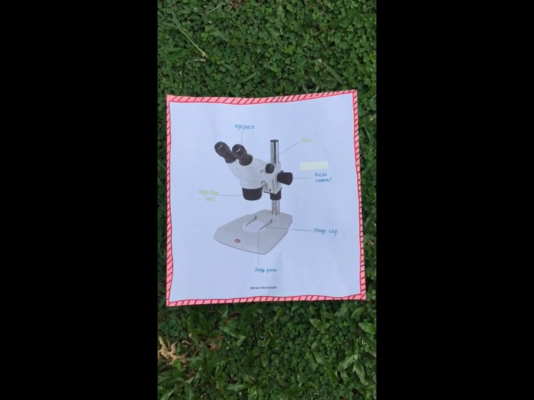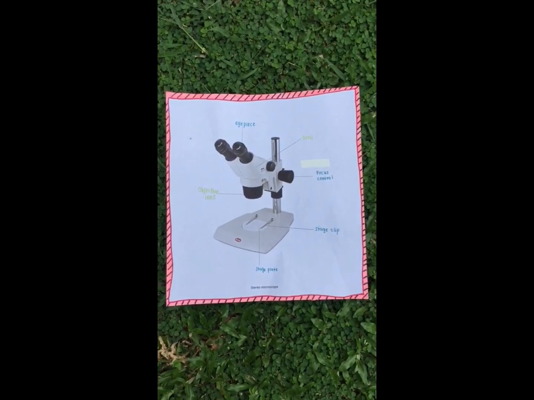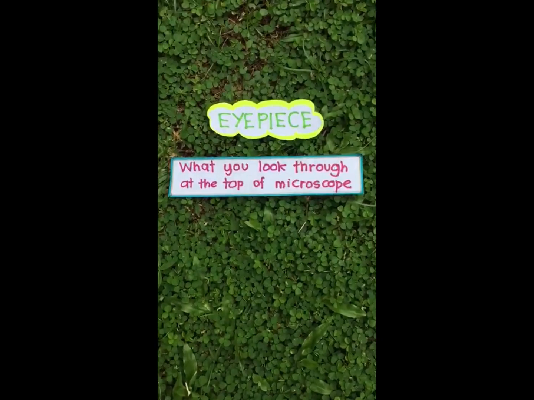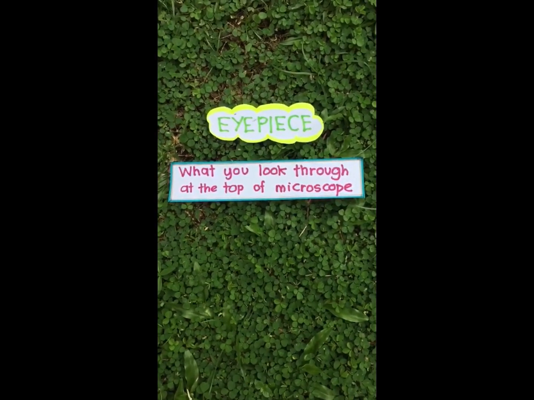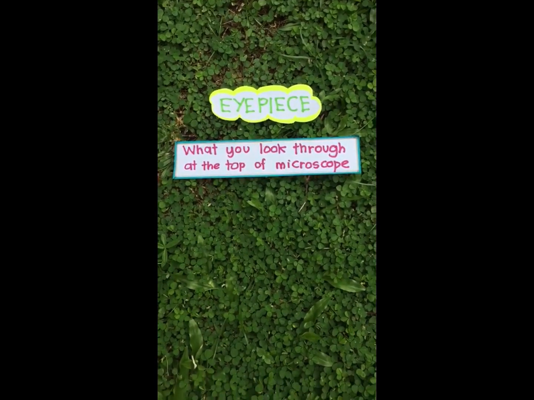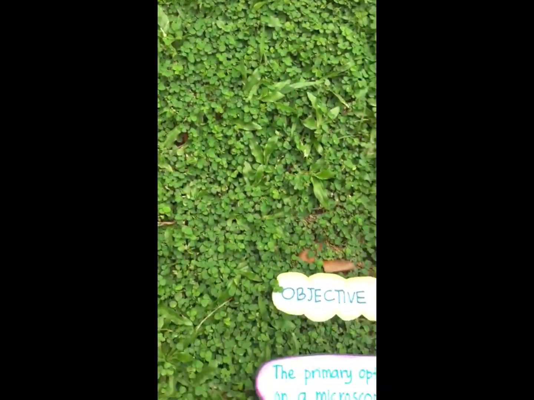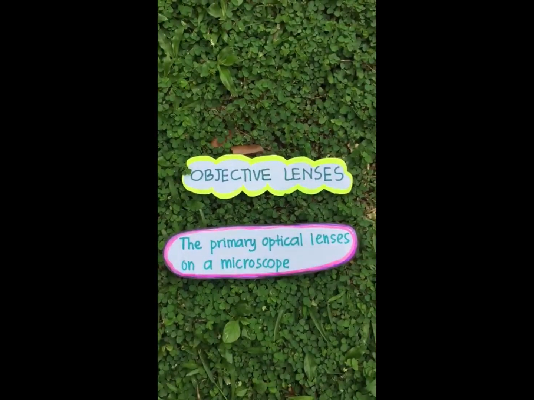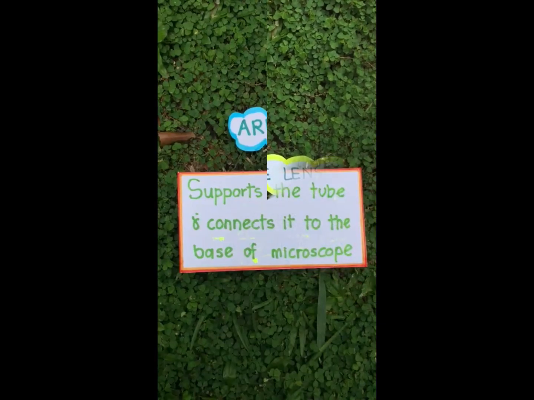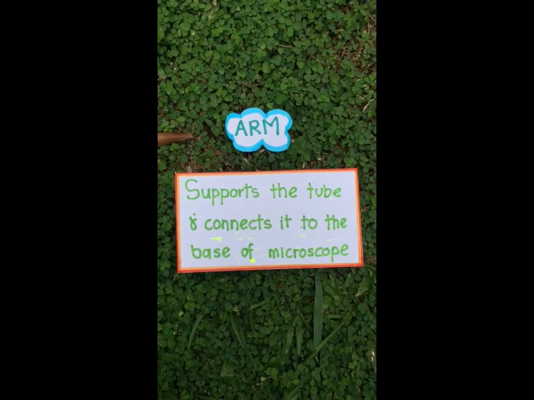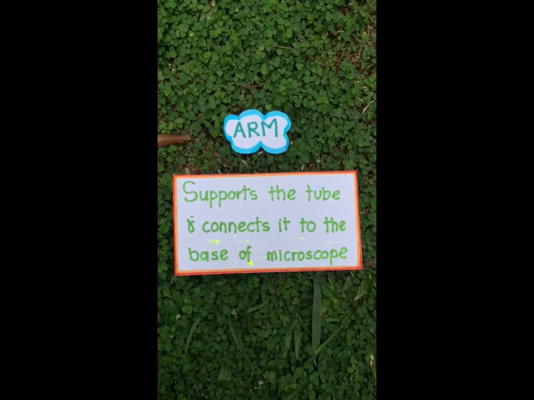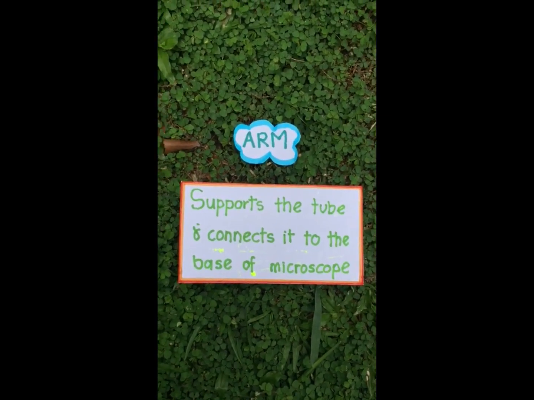Now, let's continue with the body parts of the microscope. First is the eyepiece. The eyepiece is what you look through at the top of the microscope. The objective lenses are the primary optical lenses on a microscope. Arm. The function of the arm is to support the tube and connect it to the base of the microscope.